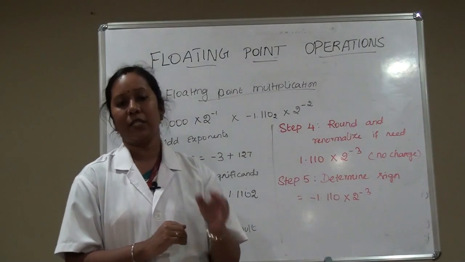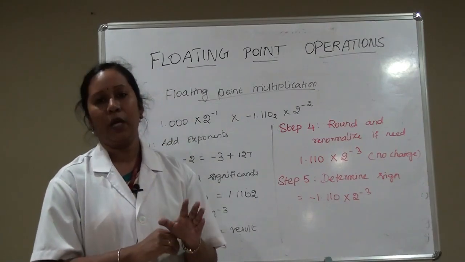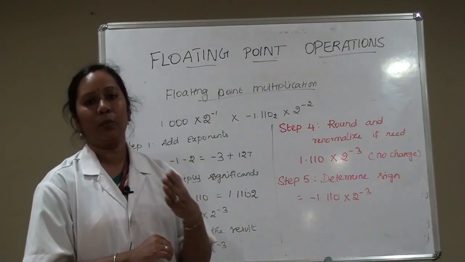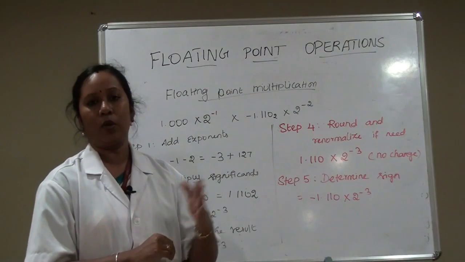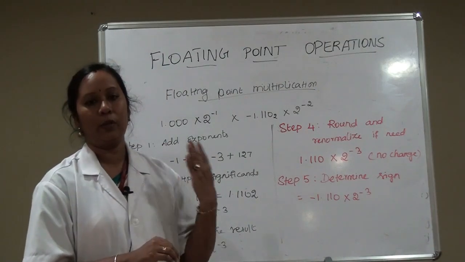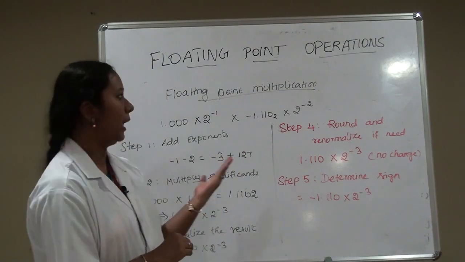Later, we have to check the rounded result. If my result is already in the rounded form, there is no problem, I can leave it as such. If not, I have to convert it into the nearest rounded form. With that, we conclude our multiplication. Now we are going to see how to do this with the help of a problem.